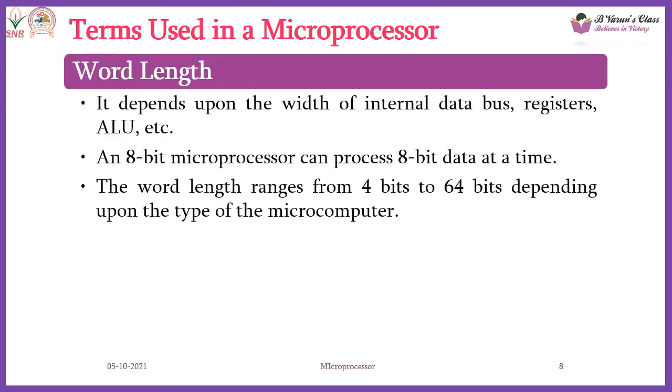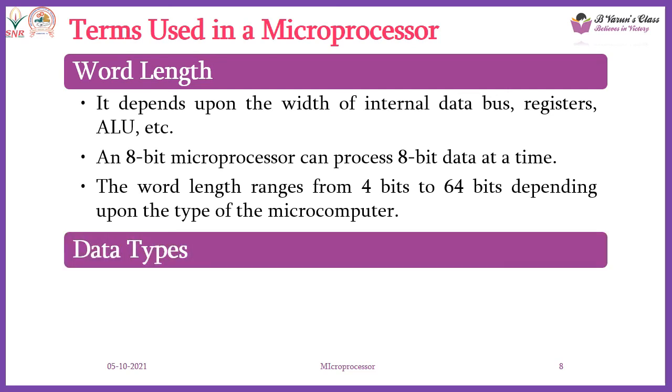Next, word length. It depends upon the width of the internal data bus, registers, ALU, etc. The length of the word, the length of the code, can be determined based on the data bus and registers. In an 8-bit microprocessor, it can process 8-bit data at a time. The word length ranges from 4 bits to 64 bits depending upon the type of microcomputer we are using. Recently we are using 86-bit data also, which can also be processed using a microprocessor.